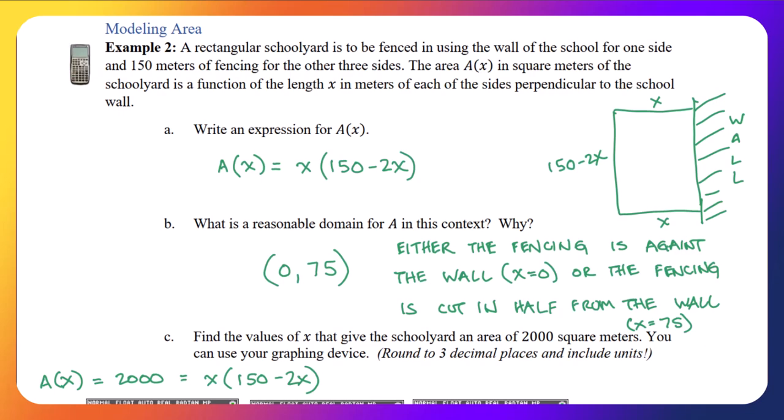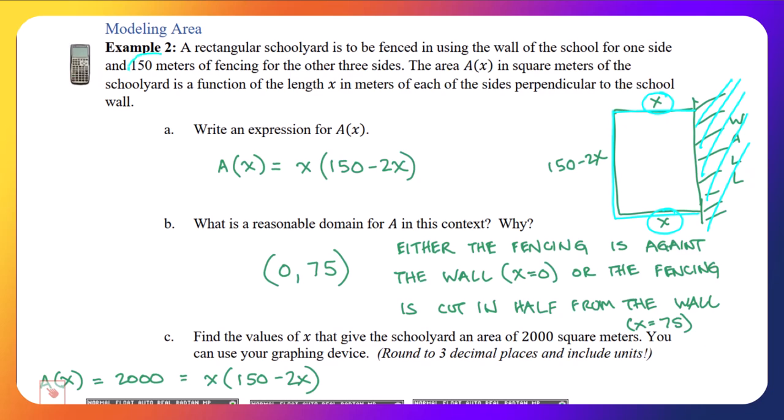All right, in example 2, we have a rectangle, and we're going to fence that rectangle, but there's a wall on one side, and so we just need fencing along the other 3 sides that aren't part of the wall. So if I call this length x, obviously, this will also be x.